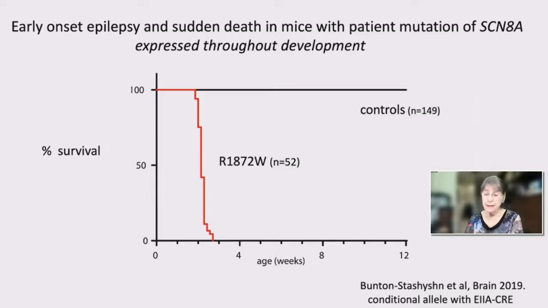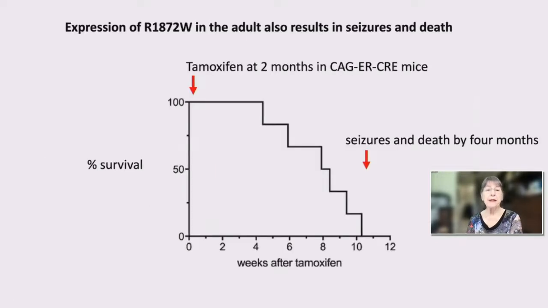Now, as an aside, I think it's quite interesting that if we use a different CRE and we turn this mutation on only in the adults by giving tamoxifen at 2 months of age, we see the same phenomenon. We get seizures and death by 2 months later.